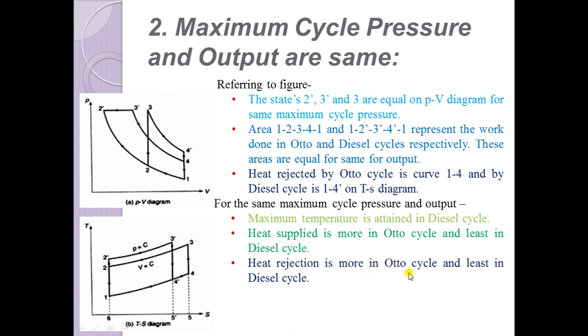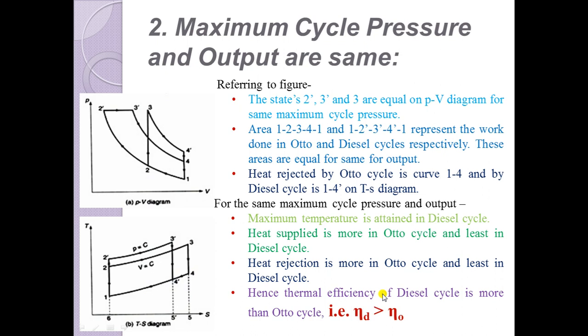Heat rejection is more in the Otto cycle and least in the diesel cycle. If you measure the area 6, 1, 4, 5, it gives the amount of heat rejection in the Otto cycle, and 6, 1, 4 dash, 5 dash represents the amount of heat rejection in the diesel cycle. This area is much less than that of the Otto cycle. Hence, the thermal efficiency of the diesel cycle is more than the Otto cycle.